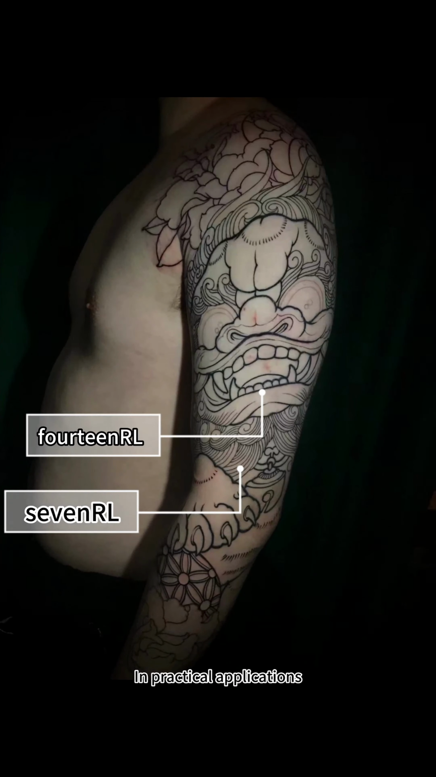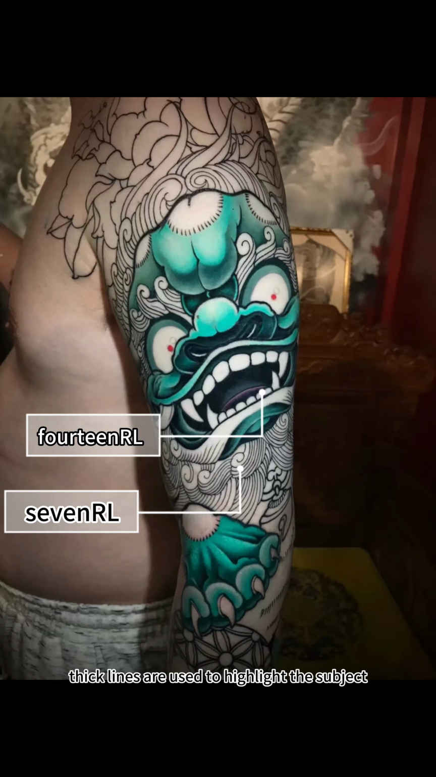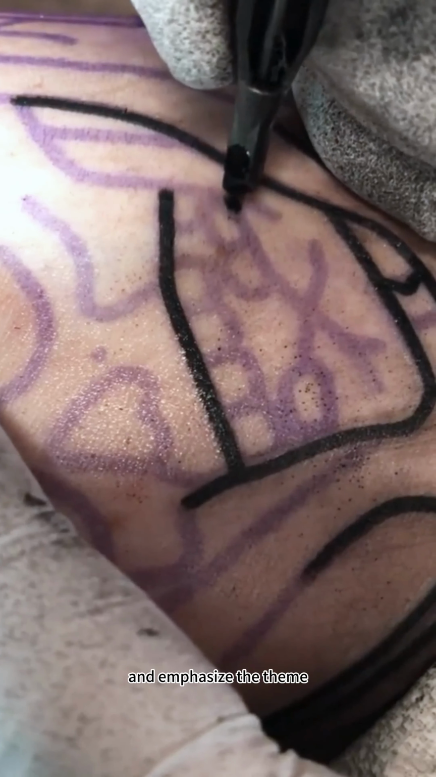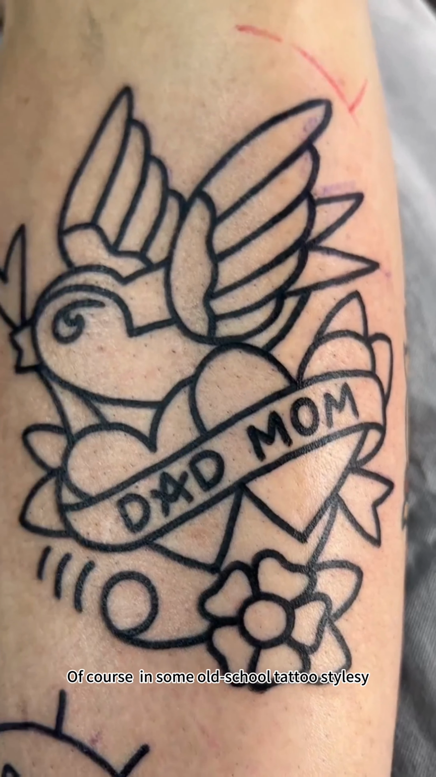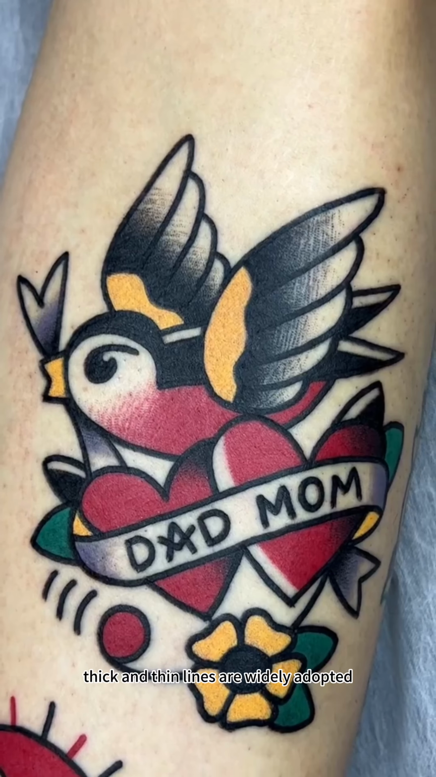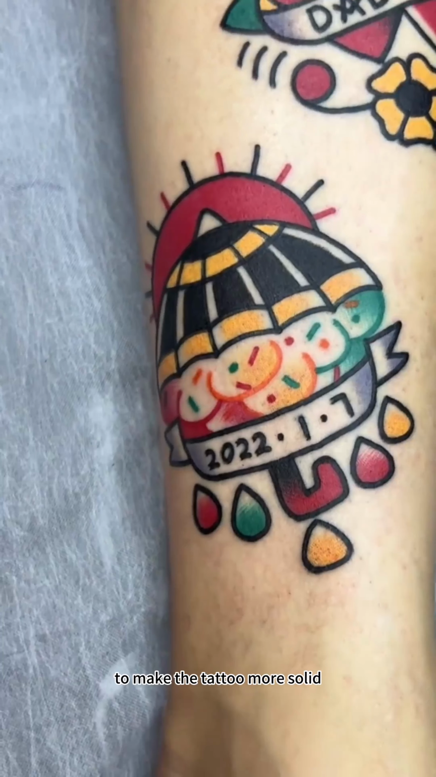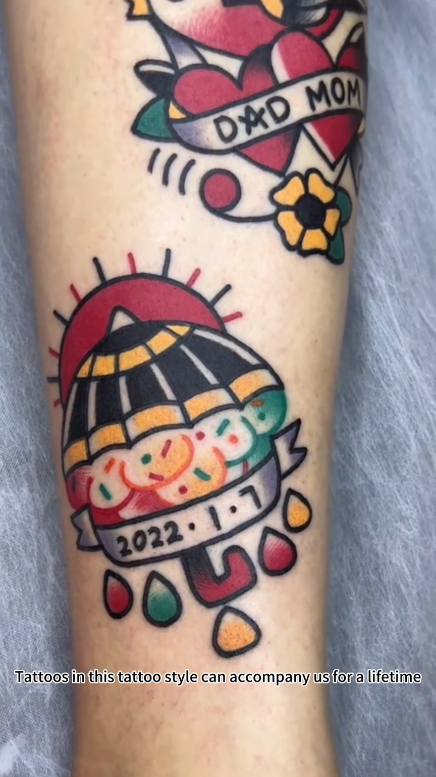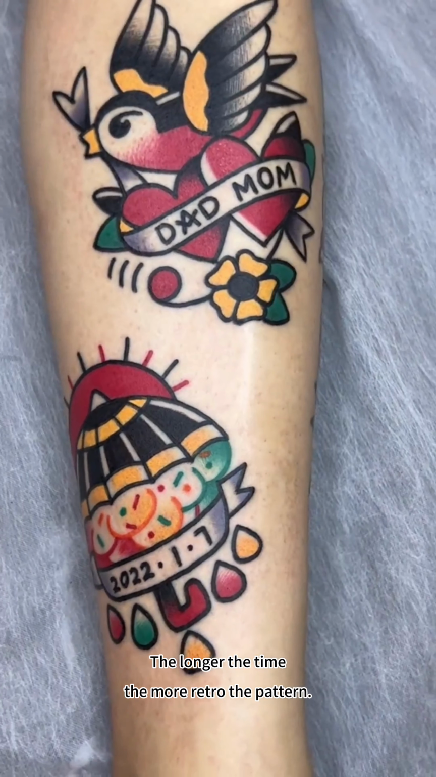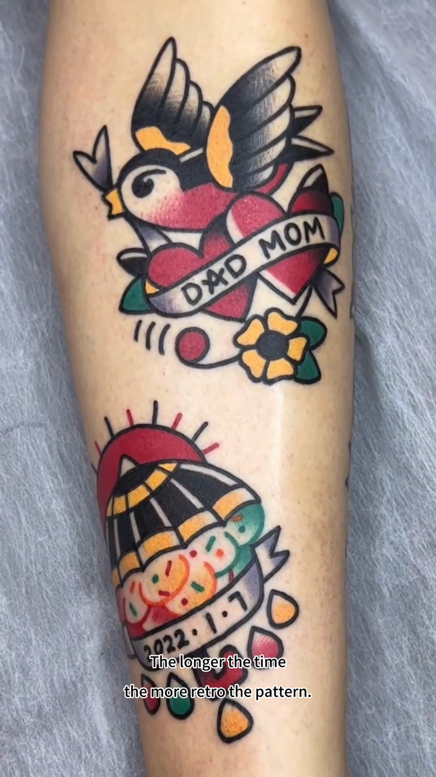In practical applications, thick lines are used to highlight the subject and emphasize the theme. Of course, in some old-school tattoo styles, thick and thin lines are widely adopted to make the tattoo more solid. Tattoos in this tattoo style can accompany us for a lifetime. The longer the time, the more retro the pattern.